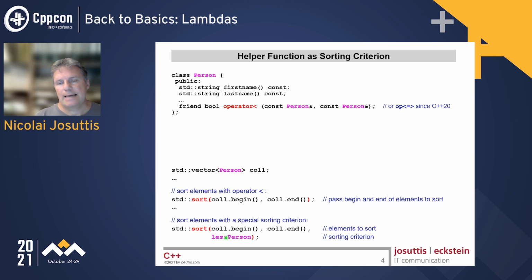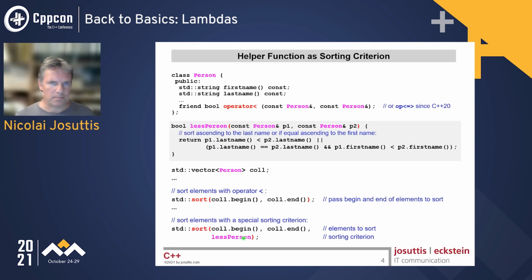And when we standardized C++ in 1998, the common way to deal with that was to say, okay, we pass a function, and this function has to answer the question whether one person should be in front of another person. So we have a helper function taking two persons. Here, in this case, we compare the last name. And if the last name is the same, we compare the first name to decide whether the first person should be in front of the second person.